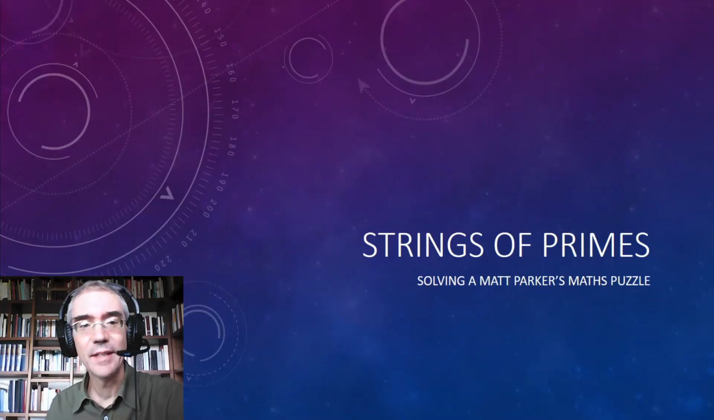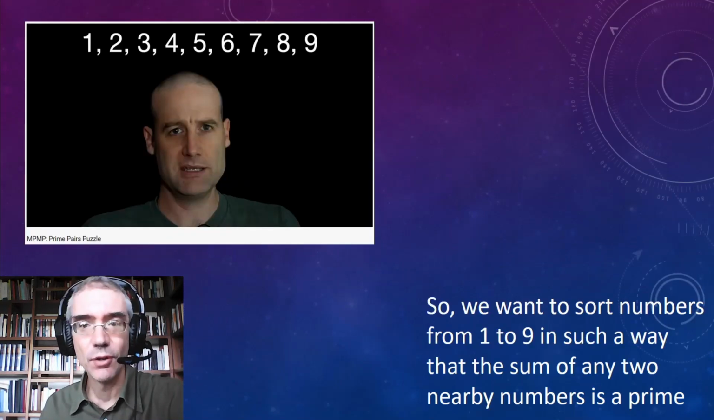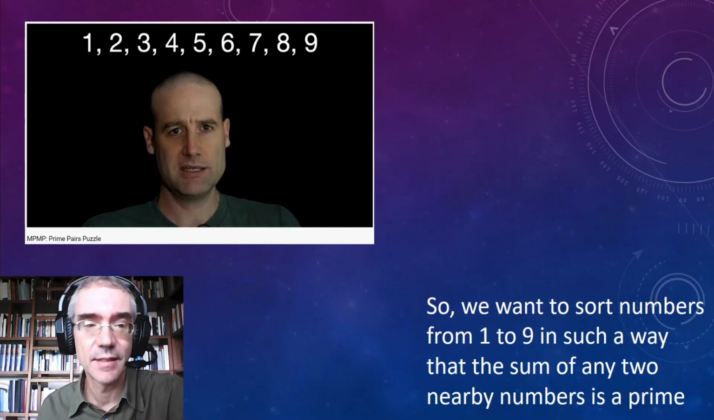Hello, today I want to solve Matt Parker's maths problem, which is about a string of primes. What we want to do is to sort numbers from 1 to 9 in such a way that the sum of any two nearby numbers is a prime. Okay, so we can just try to rearrange them and see what happens.